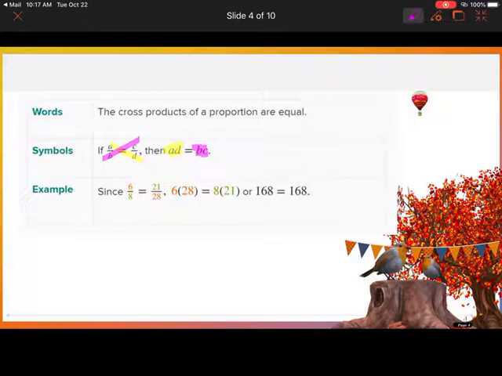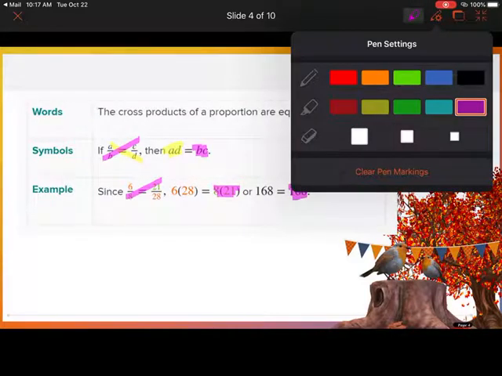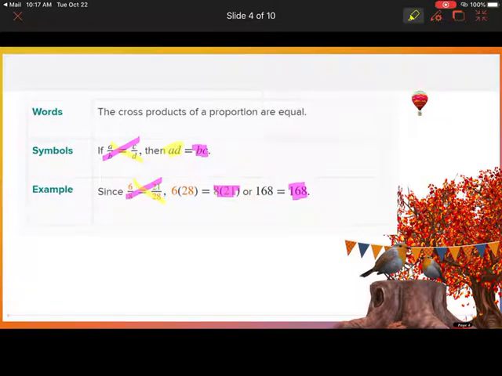A lot of people say, well, we can cross multiply and they'll be equal, and that's true. So here we have 8 times 21, which is 168, equals 6 times 28, which is 168. So 168 equals 168. So that will be true for all proportions.